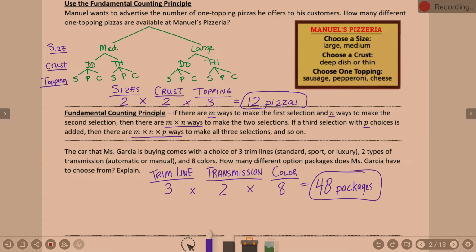Just by having 8 colors, it really adds up a lot, doesn't it? Okay, that is your fundamental counting principle. We're going to use that a lot just within what we do. You won't even necessarily realize we're using it sometimes, but that is a quick, easy way to find out the total number of options of something.